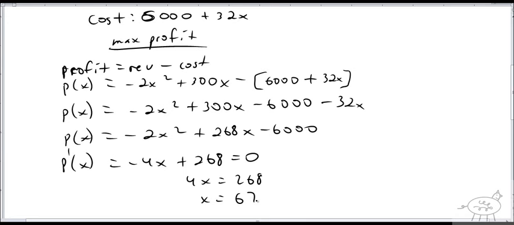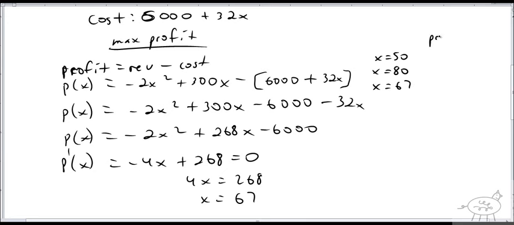Now here's the deal, math fans. I have endpoints now, don't I? Because the minimum number of people is 50, the maximum number is 80, and the one we're looking at is 67. Okay? So make sure you check the endpoints.